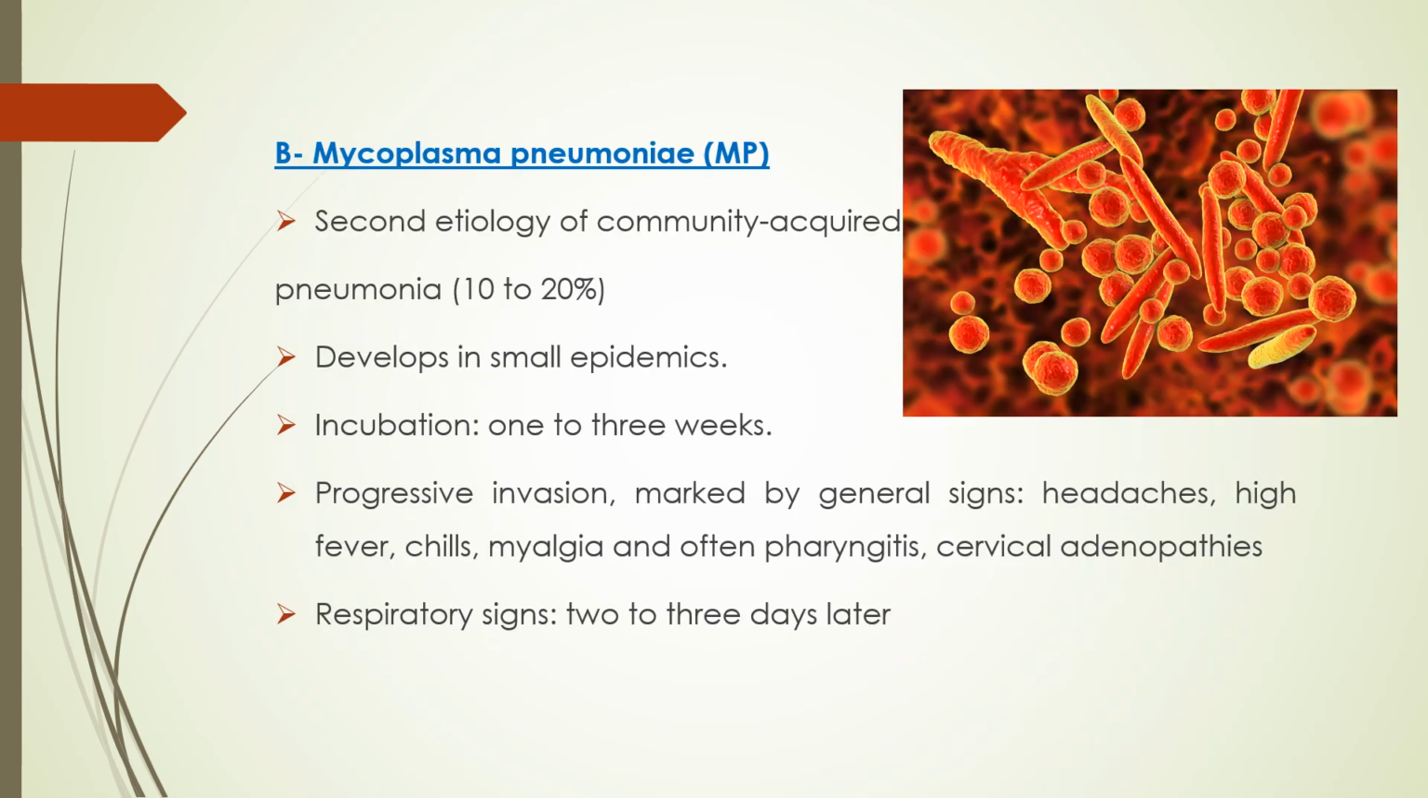Secondly, we have what we call Mycoplasma pneumoniae. It is the second etiology of community-acquired pneumonia. It develops in small epidemics with an incubation of 1 to 3 weeks. The general signs are installed first, with headaches, high fever, chills, myalgia, often pharyngitis, and cervical adenopathies. Then we have the respiratory signs 2 to 3 days after the general signs.